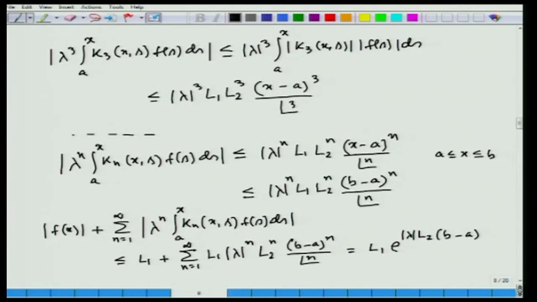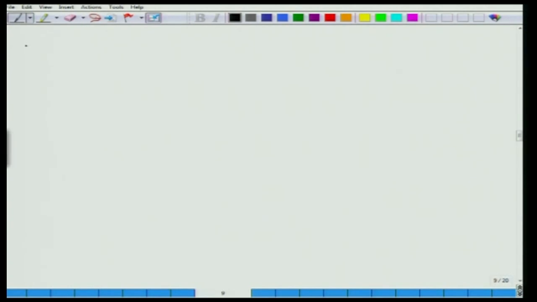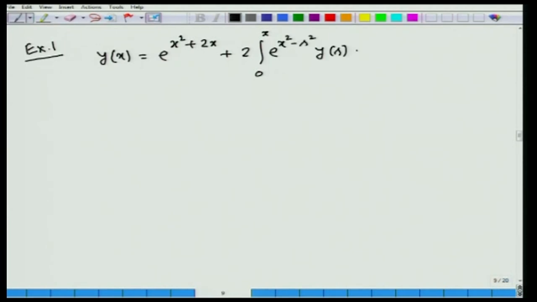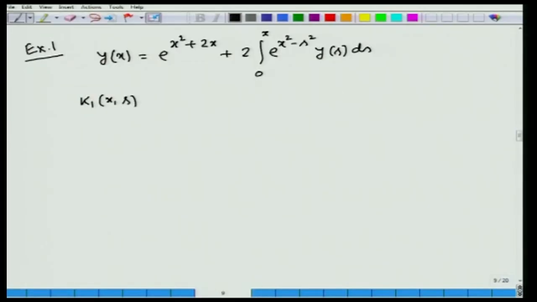Now, before completing this discussion, I want to discuss one more example, that is the solution by the method of resolvent kernel: y(x) is equal to e to the power x square plus 2x plus 2 integral 0 to x e to the power (x square minus s square) y(s) ds. And in the previous lecture you can recall that we have considered the derivation of the resolvent kernel of one function, that is a kernel function of this particular type, e to the power x square minus s square. Now, here k1(x,s) is equal to the given kernel, k(x,s), which is e to the power x square minus s square itself.